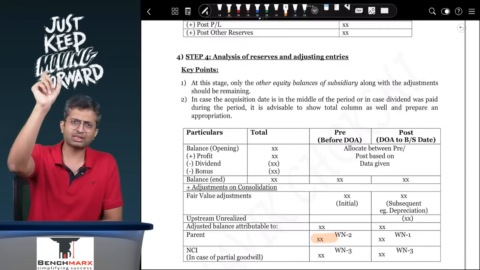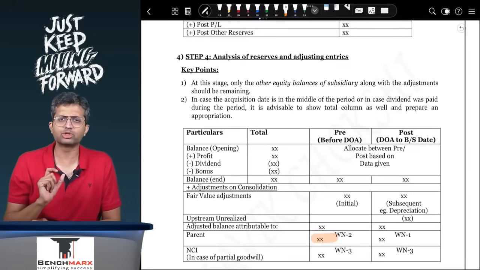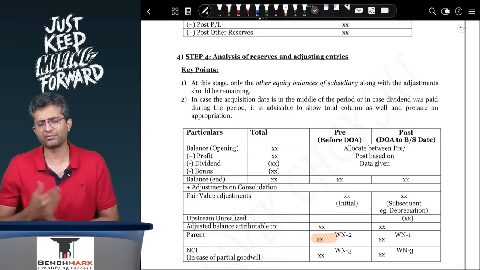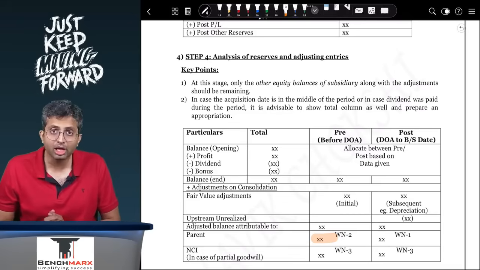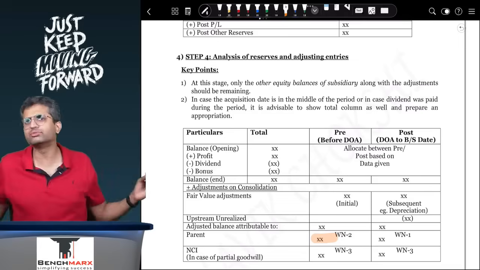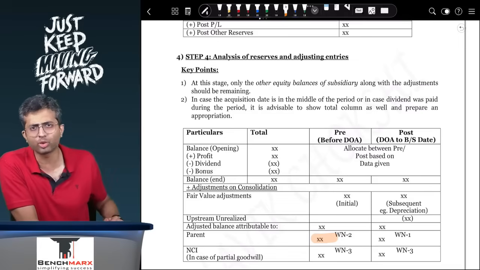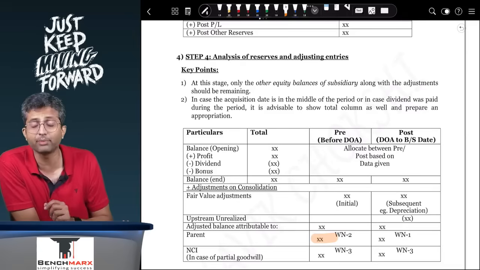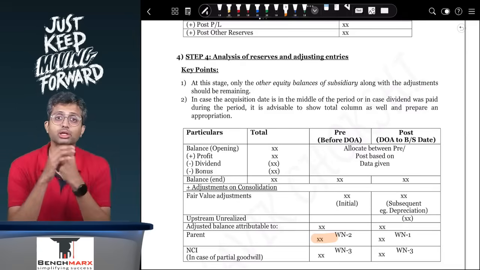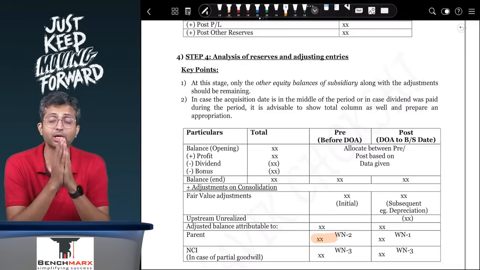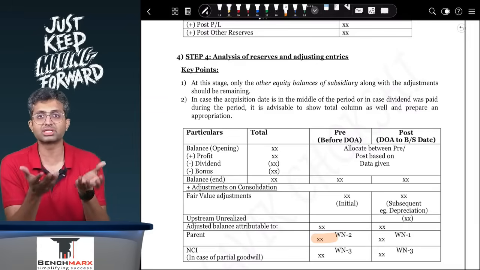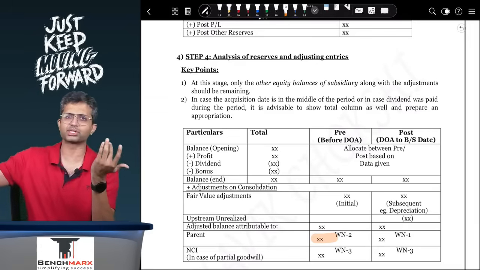So we will take the balance. To that you will add the profits during the year less dividend if any, and that will give you the balance at the end of the year. Now you will analyze each of these items. So typically the balance at the start of the year is pre, it is prior to acquisition. So we will put that in the pre column. The profits during the year, or profits during the period, you will have to see if the date of acquisition is 1st April 22, then the entire profits are post acquisition.